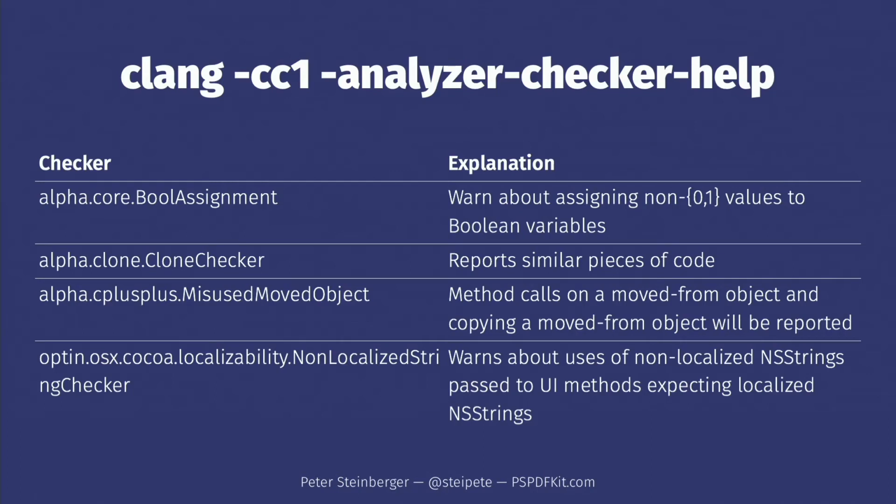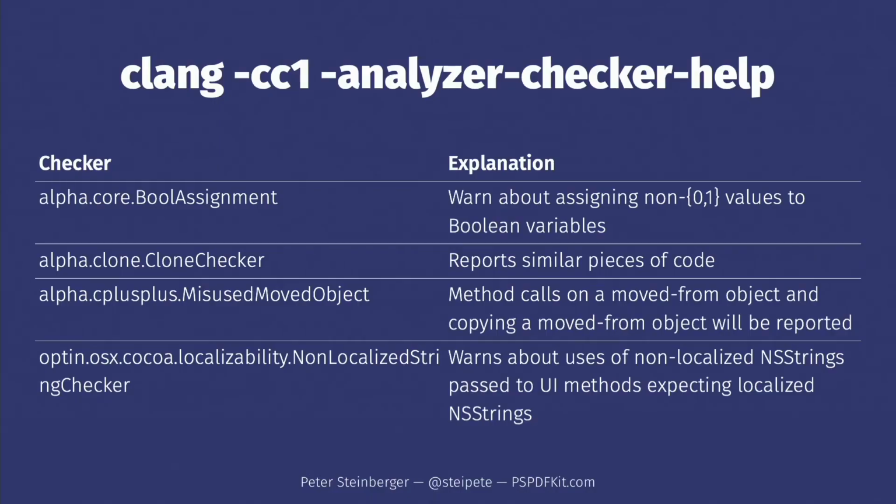Now, you all know that Analyzer exists, right? But what's less well known is that there are optional checkers that are not enabled by default. So if you just type in this command, clang -cc1 -analyzer-checker-help, it will give you a long list of all the checkers, all the ones that are enabled, all the ones that are opt-in, and the ones that are still in alpha stage.